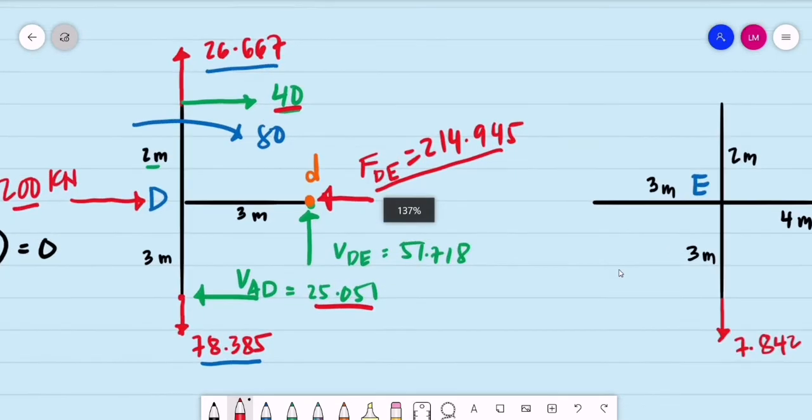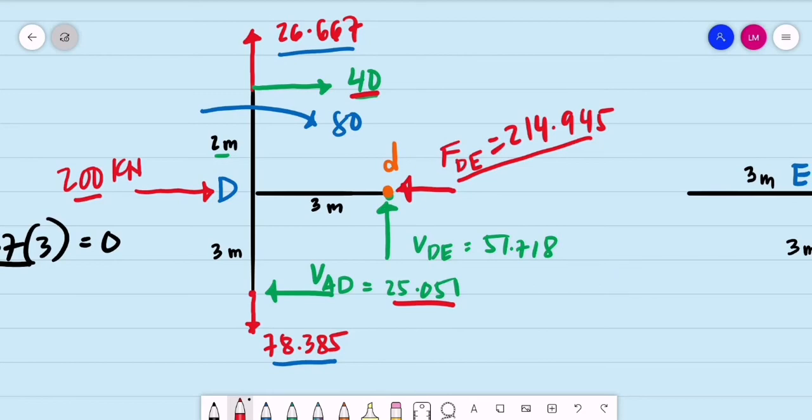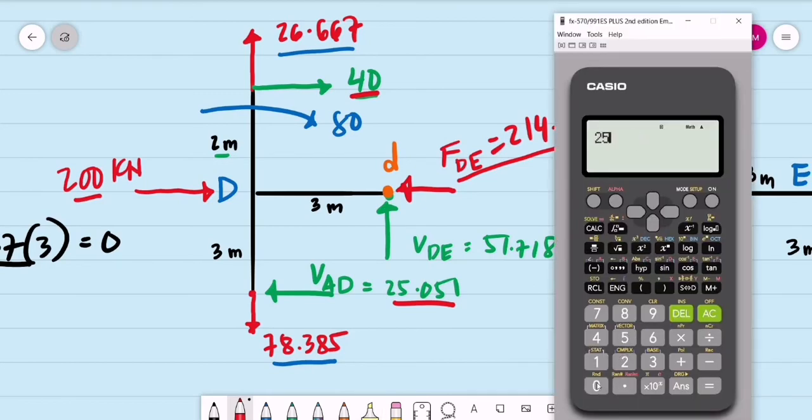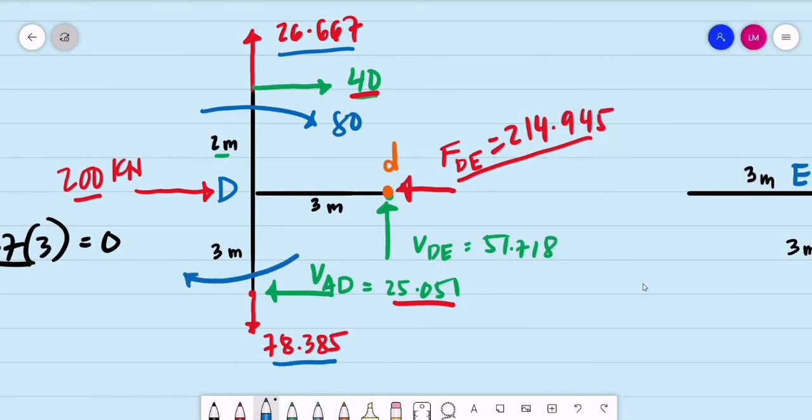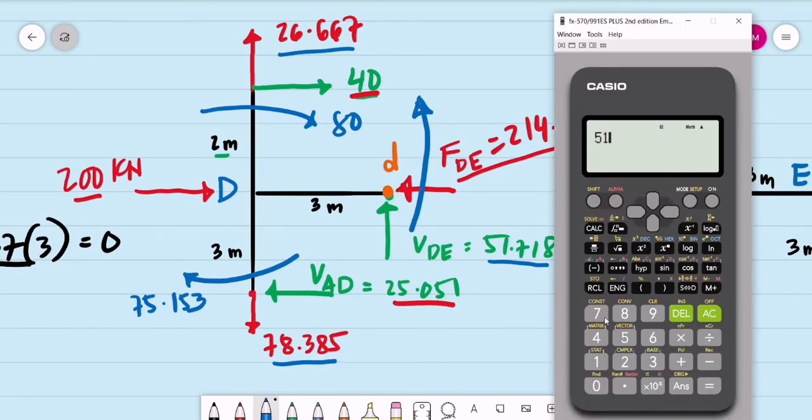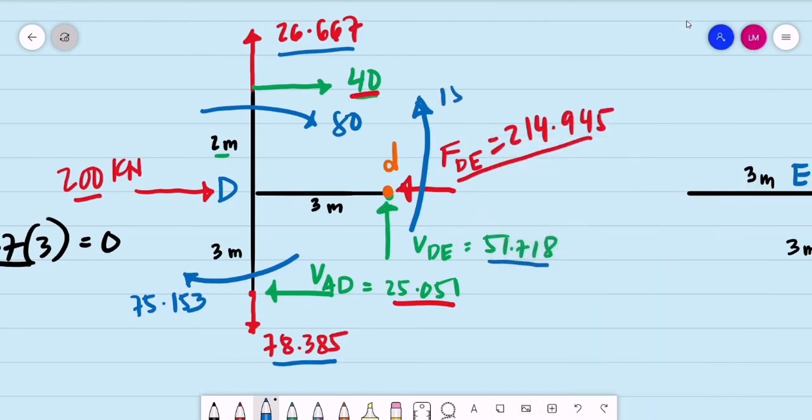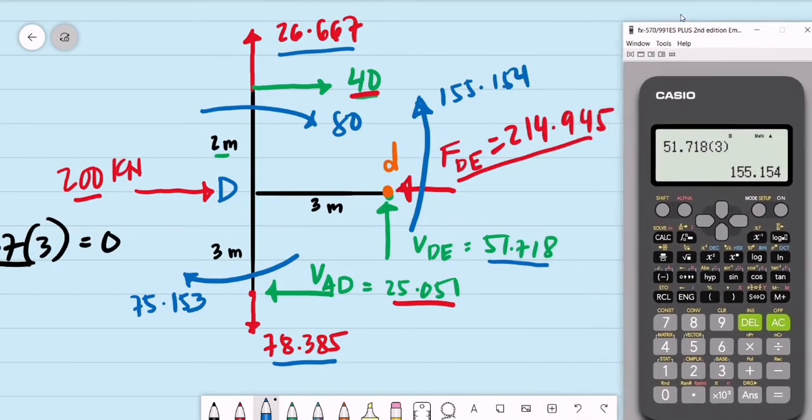Then to check the equilibrium, we check the magnitude of the moments. So what is this moment? We have 25.051 multiplied by 3, that's 75.153. What about the moment caused by this 51.718? Okay, let's have that value. This is multiplied by 3 meters, that is equal to 155.154 kilonewton meter. So the summation of moments should be equal to 0 for equilibrium.